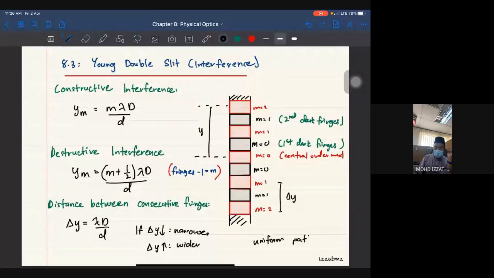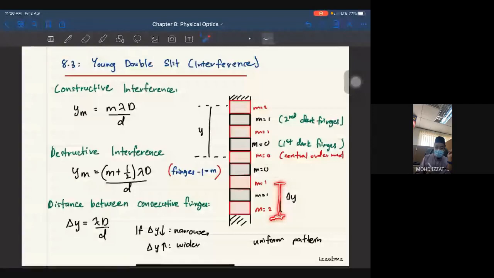Okay. And you also have another equation that is very important. Delta y is equal to lambda D over d. So if y_m represents the distance from the center to whatever the order is, bright or dark, then delta y is exactly the next one: the distance between consecutive fringes. But with the condition that it is black to black, dark to dark, bright to bright.